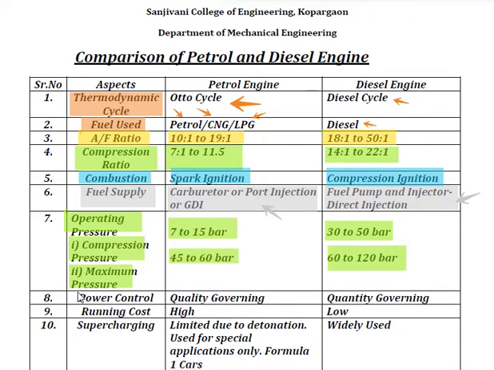The next point is power control. Generally petrol engines are quality governed. Quality governed means the quality of charge is governed, whereas diesel engines are quantity governed. The next parameter of comparison is the running cost. The running cost of a petrol engine is quite higher because petrol costs you more, whereas diesel will cost you less.